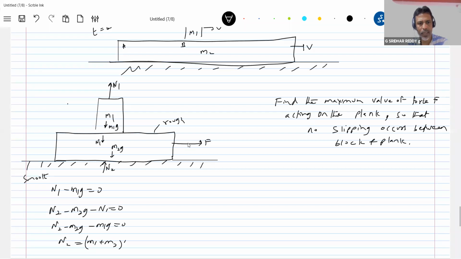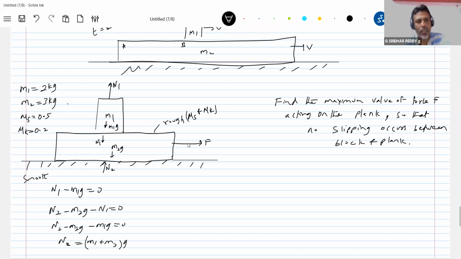Keep it in hand like this. Let mu s be the coefficient of static friction. Mu s and mu k, I'll give both. Let's assume some values directly. m1 equal to 2 kg, m2 equal to 3 kg, mu s equal to 0.5, mu k equal to 0.2.